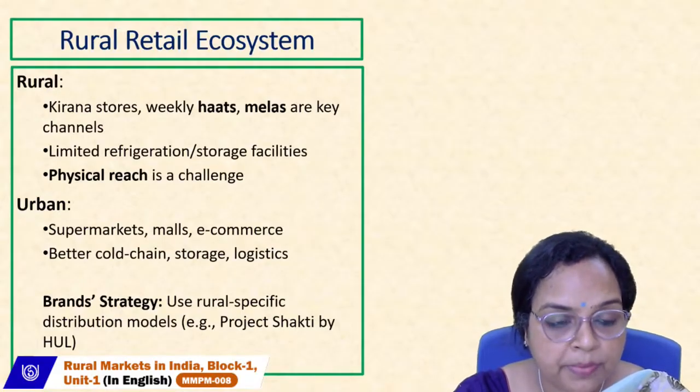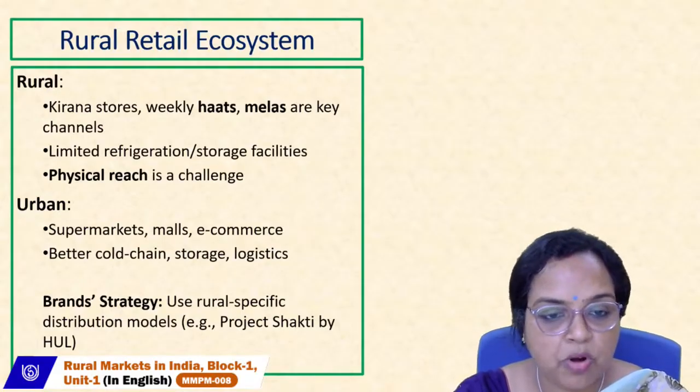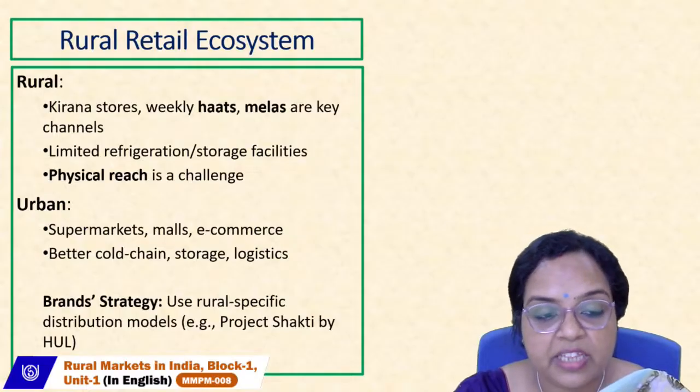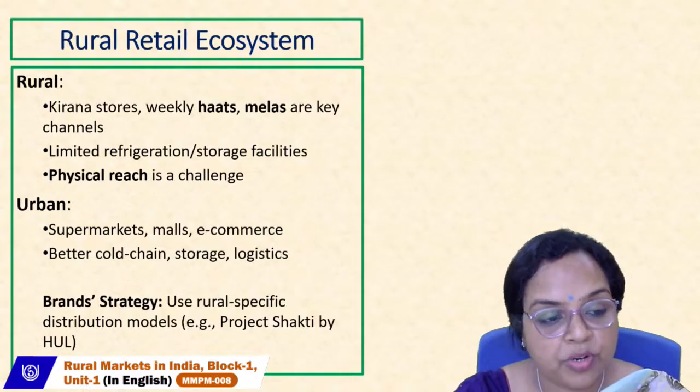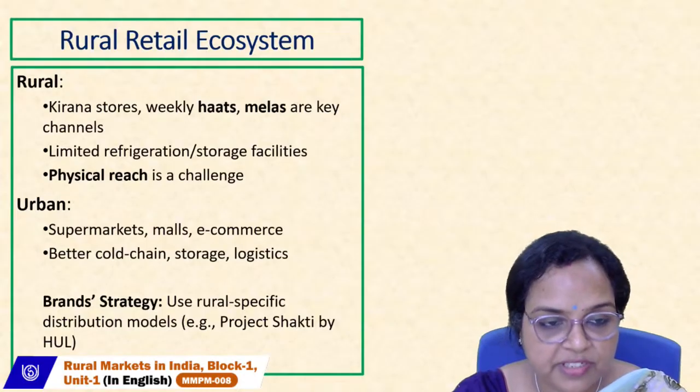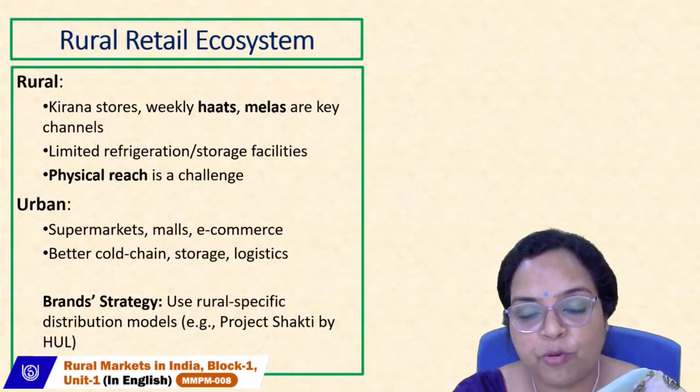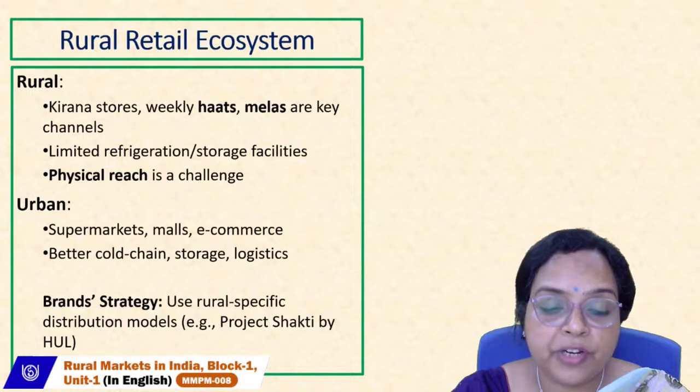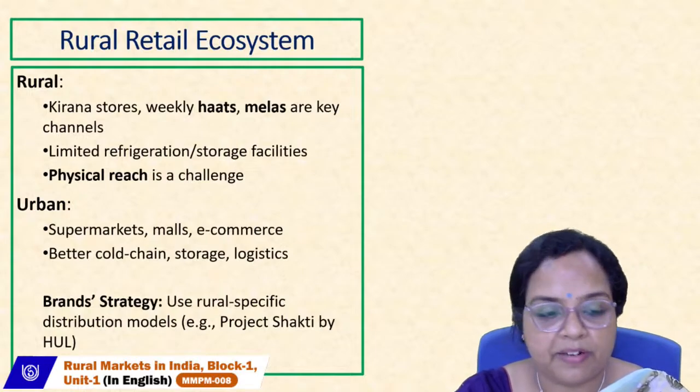When it comes to urban, they have supermarkets, small e-commerce platforms, cold chains, storage facilities, and logistic facilities. So these people are open to buying. These people are frequent buyers at different platforms.